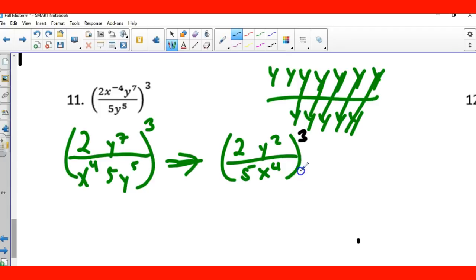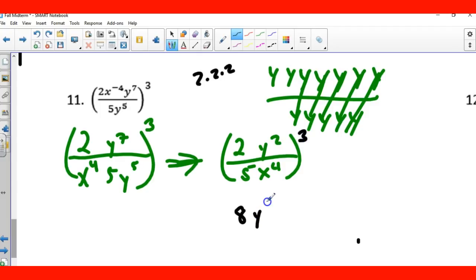Now, what we have here is we're going to cube everything in the parentheses. Apply this, okay? So what you do is 2 cube. Let's go and do it. 2 cube, 2 times 2 times 2. That's 4. 4 times 2 is 8. So 8. And then remember power to a power, this 2 and that 3, where you're going to multiply.